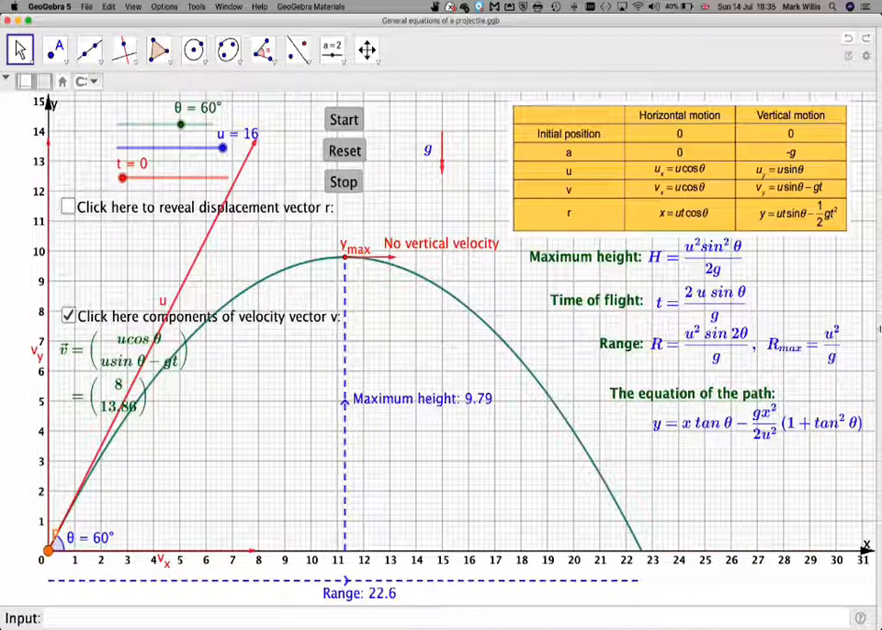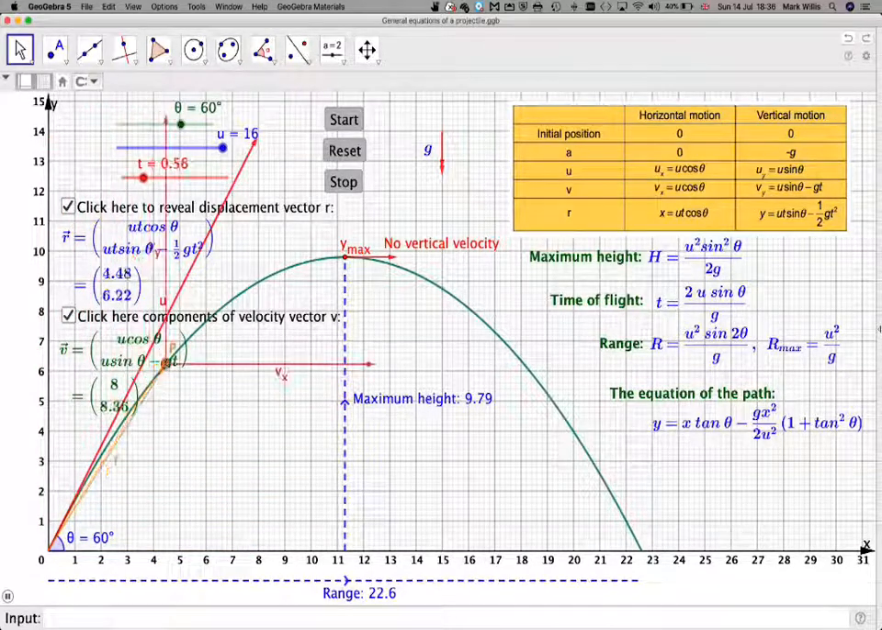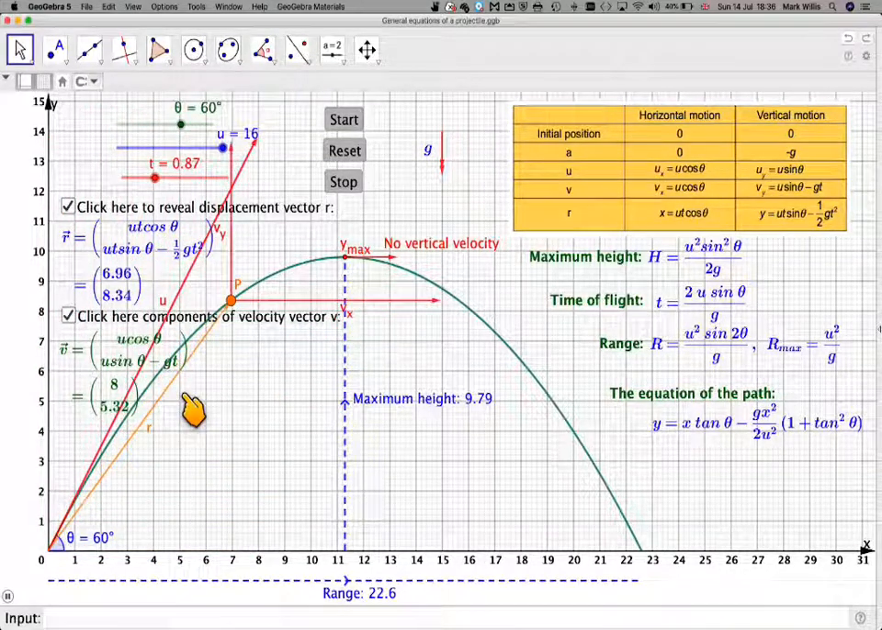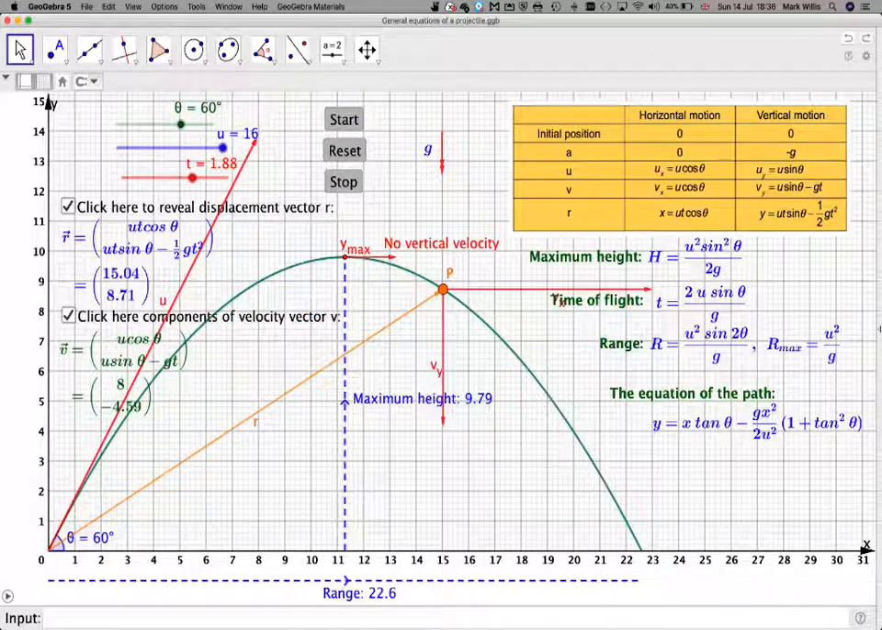So if we just reset that and now add in a displacement vector, so the displacement vector we call r. If we start that, okay, you'll see the orange vector here. So this is r at any particular point. Let's just stop it here. Okay, so this will give me the position vector at any point here.